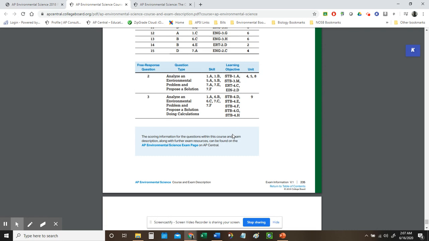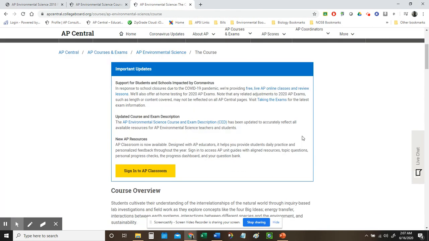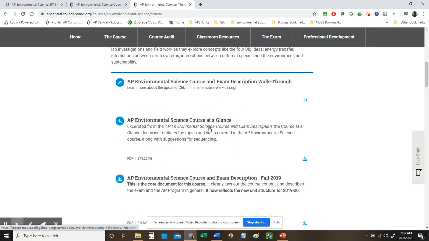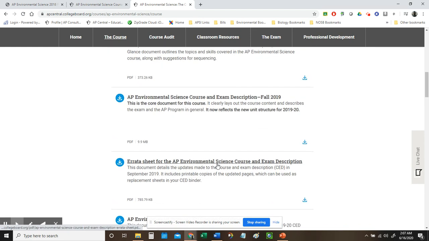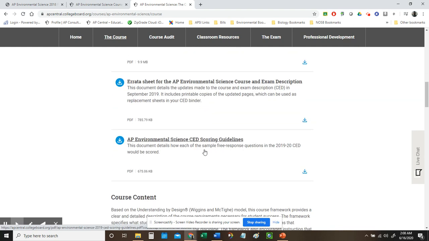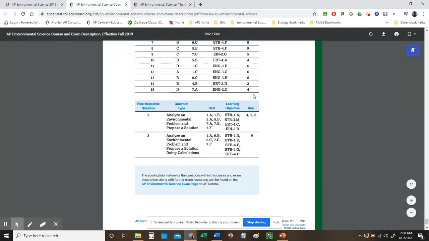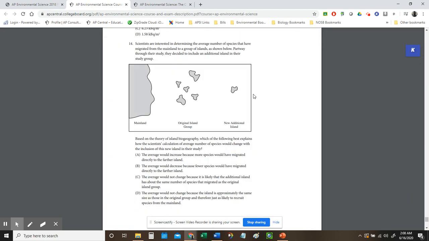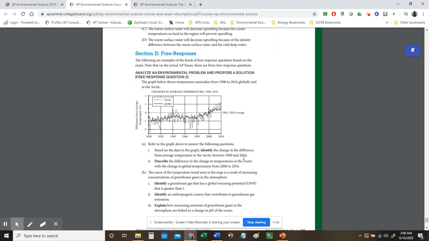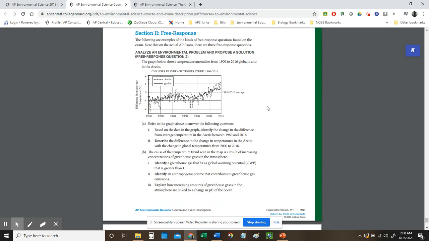Now, the scoring guidelines for these sample questions can be found down here. You've got your walkthrough, course and exam description, and then the updates, and then there's your scoring guidelines. So that is available to you if you would like to take a look at that, practice yourself, and see what that looks like. But I wanted to focus on question 2 today because it's something that we've actually seen quite a bit of. Question 2 is your general free response question.